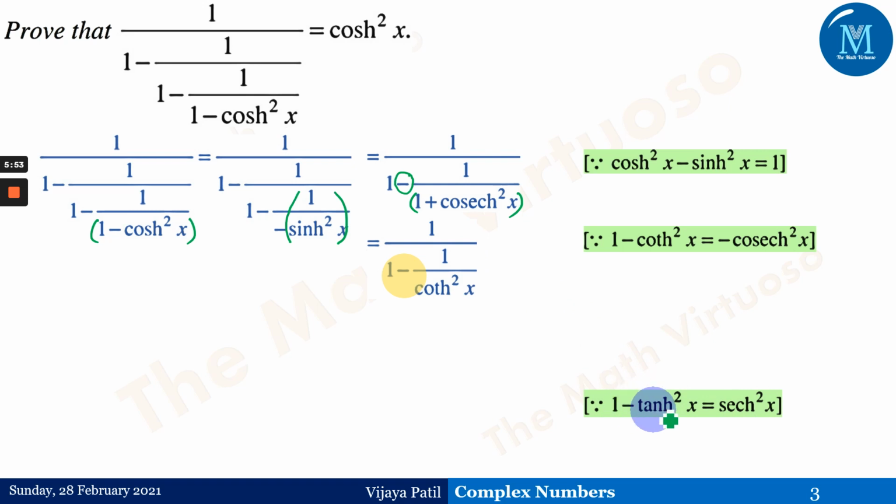Now again 1 plus tan hyperbolic square x is equal to sec hyperbolic square x. So we are using this fact over here. 1 upon cot hyperbolic square x can be written as 1 upon sine. We are not using it right now, we'll be using it further. So this is the relation between 1 by cot, which is the same as tan; 1 upon cot hyperbolic square x is the same as tan hyperbolic square x.